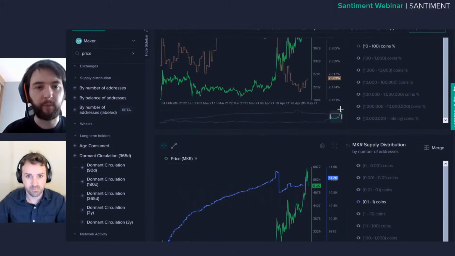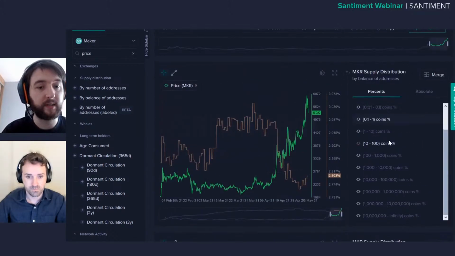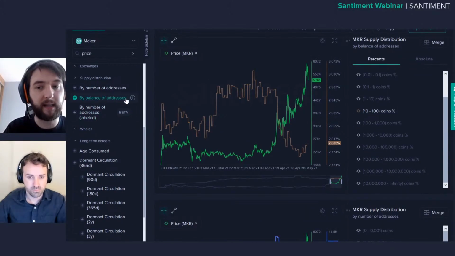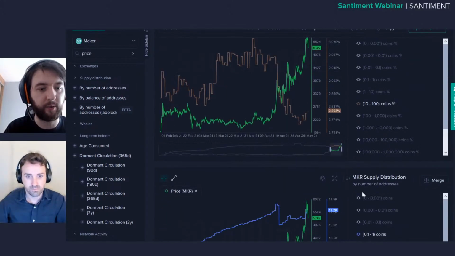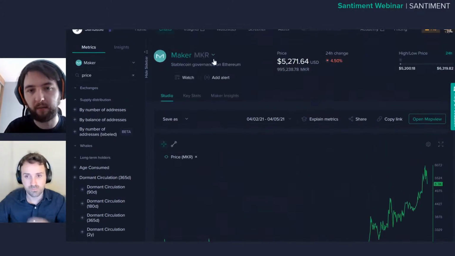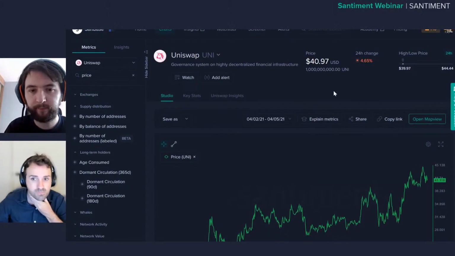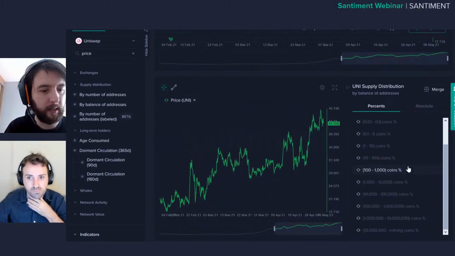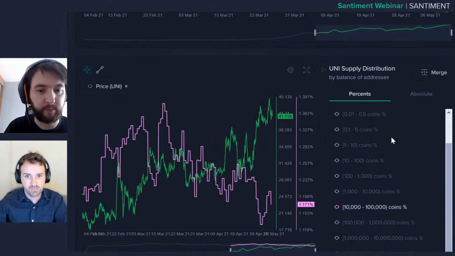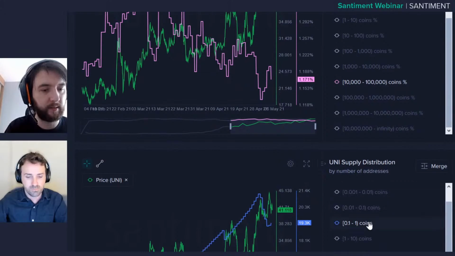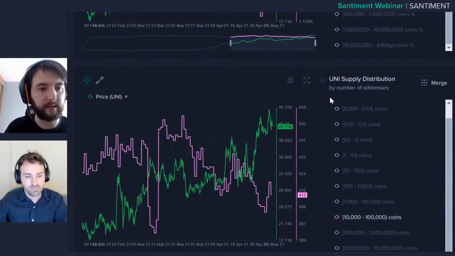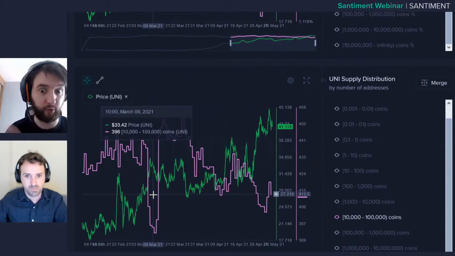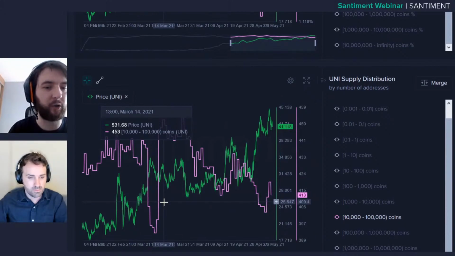All right, cool. So in general, what is the difference between the supply distribution by balance of addresses, which is this metric, and the supply distribution by number of addresses? Let's take a look at, again, Uni, maybe. And let's take a look at whale categories, potential whale categories, right? So the difference between these two groups of metrics is that the supply distribution by number of addresses shows the total number of addresses that are at any given point holding a certain amount of coins.